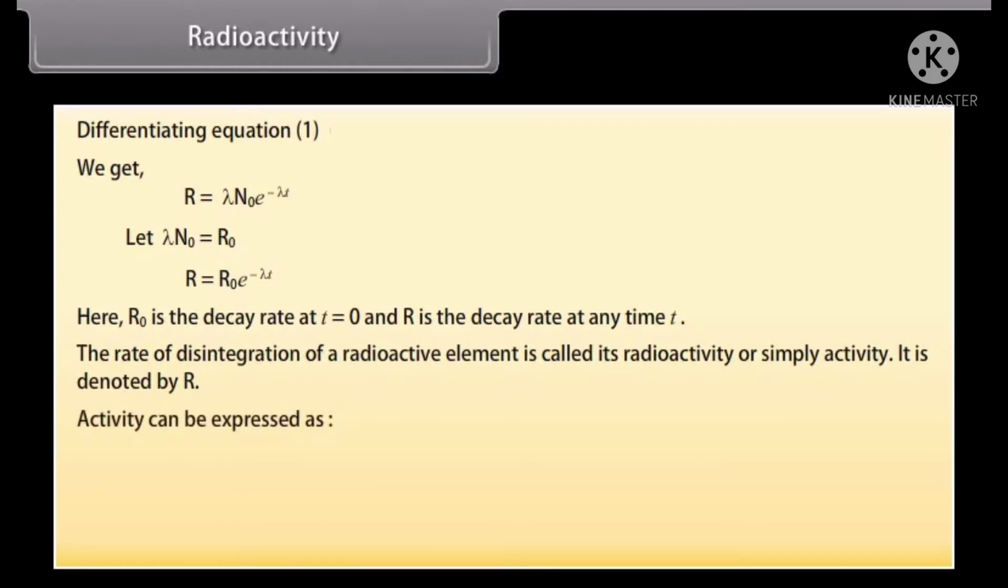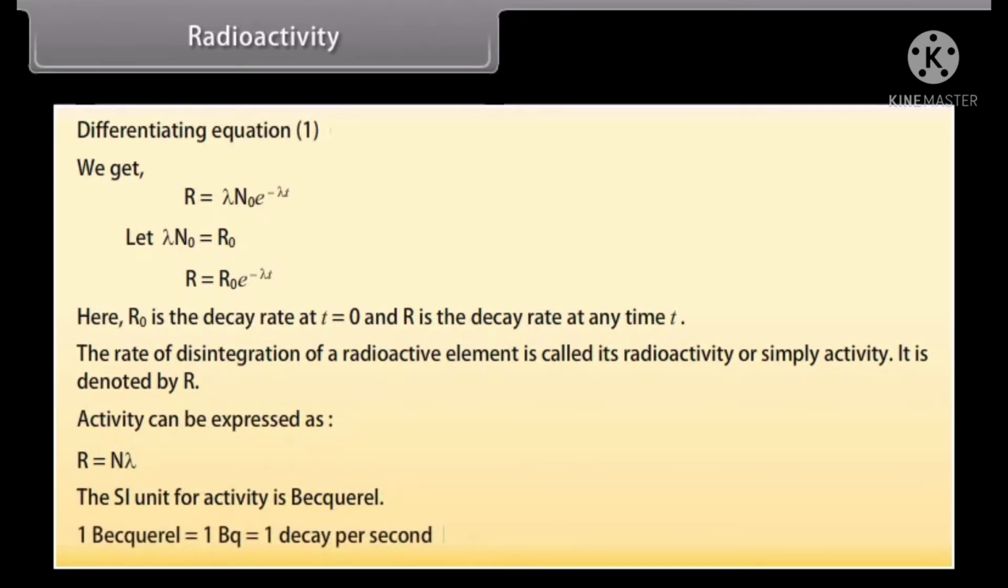Activity can be expressed as R = Nλ. The SI unit for activity is becquerel. 1 becquerel = 1 Bq = 1 decay per second.